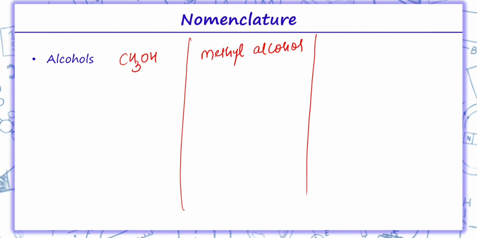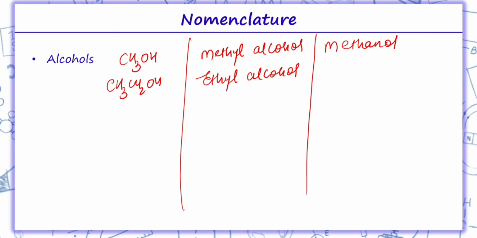But for the IUPAC name, the name of the alcohol is derived from the name of the alkane from which the alcohol is derived. Like over here, the 'e' is substituted by 'ol'. The alkane with one carbon is methane, one carbon with an OH group attached, therefore it will be known as methanol. Similarly, if we have CH3CH2OH, the common name will be ethyl alcohol and the IUPAC name will be ethanol.